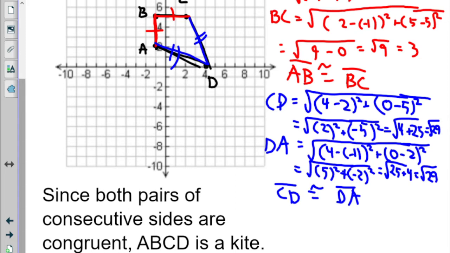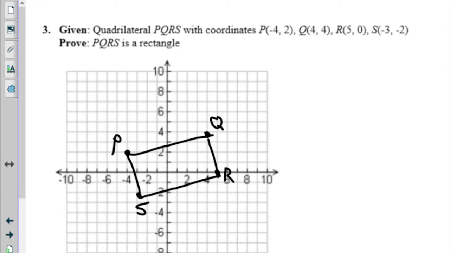And remember, we used distance formula because we wanted to know about sides being congruent. So that meant we used distance formula. Next problem.